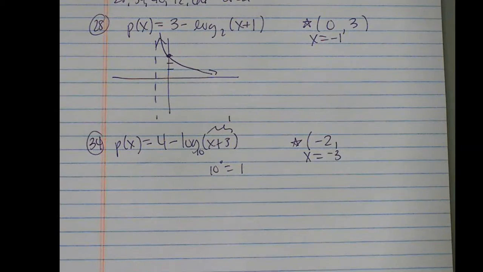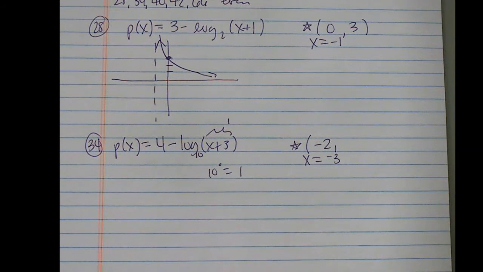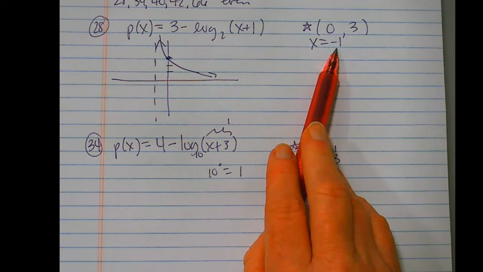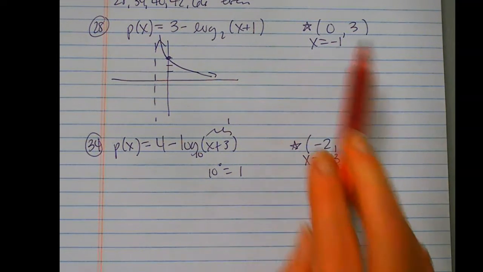Okay, so even answers. We did some more problems because this whole logarithm thing is new. So let's see. Oh, 28, I was supposed to graph. Okay, well, I'm not going to record that. I'll come back. Okay, so here's 28 graph. The starting point was 0, 3. The asymptote moved left 1, negative 1.